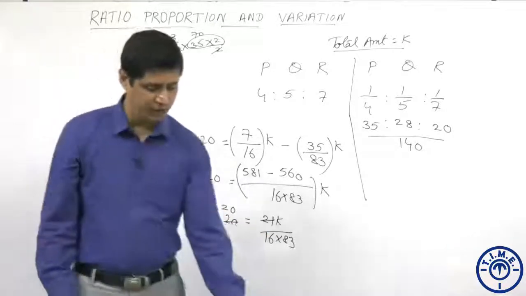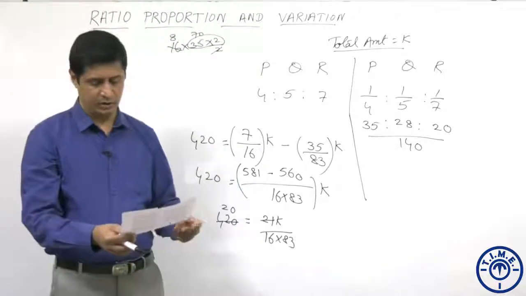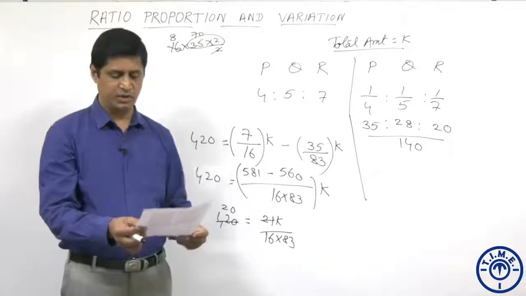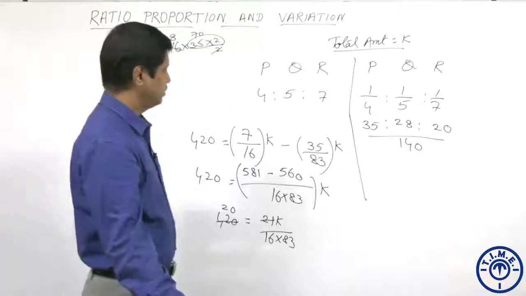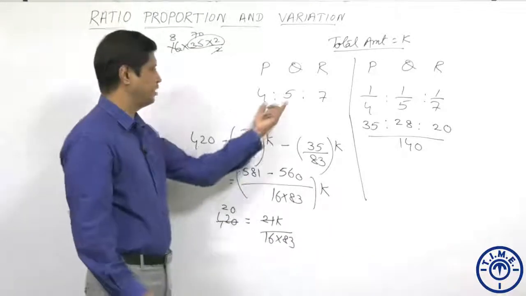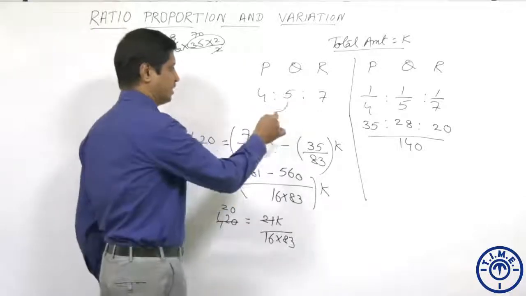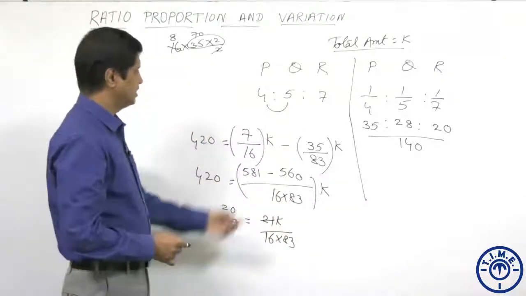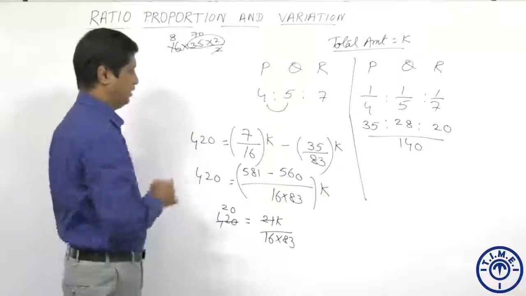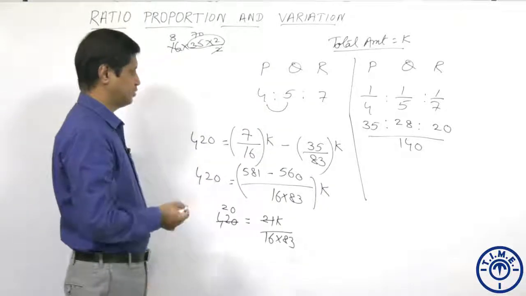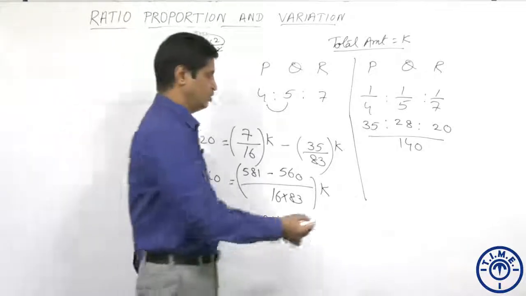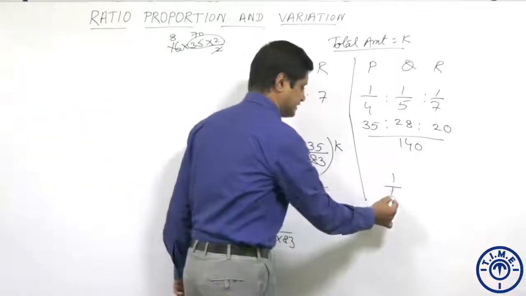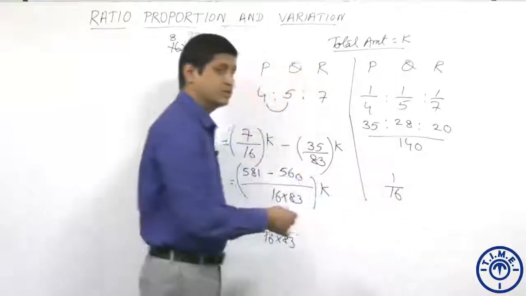Now, what do we need to find? We need to find the difference between the shares of P and Q using the correct ratio. Using the correct ratio, what is the difference between P and Q? Now, what is the difference here? 1. So, 1 by the sum of the ratios. What is the sum of the ratios? The sum of the ratios is 16. So, 1 by 16, the part of K.